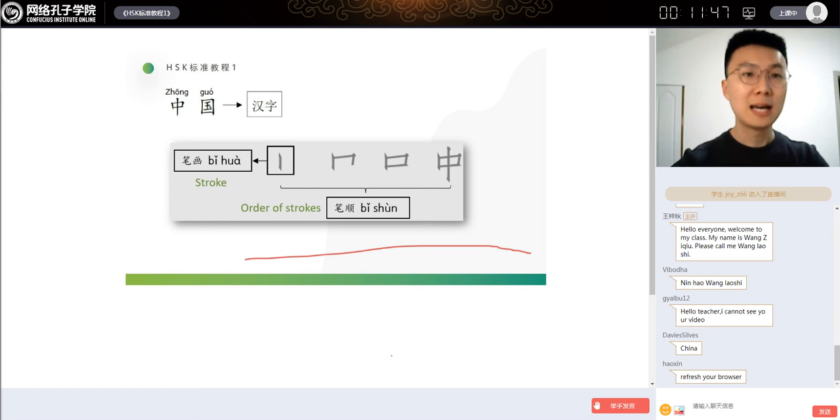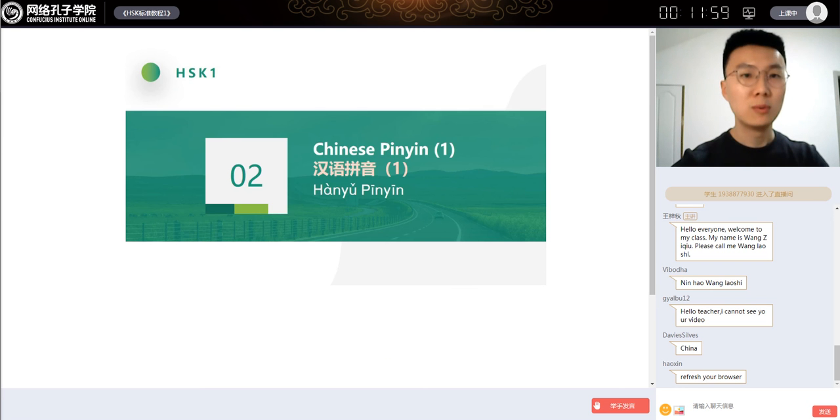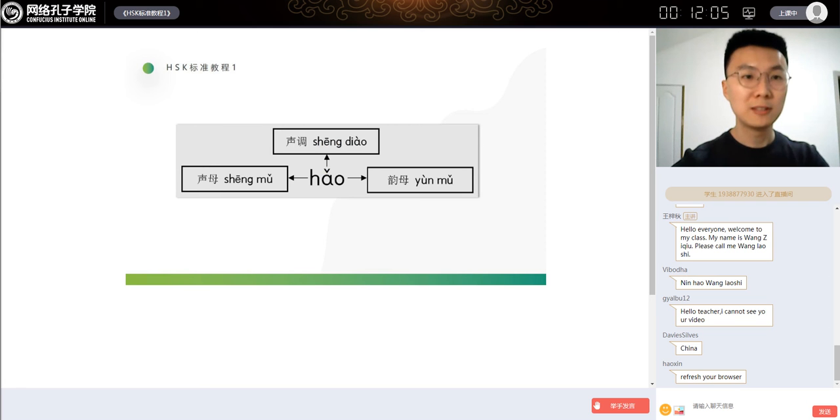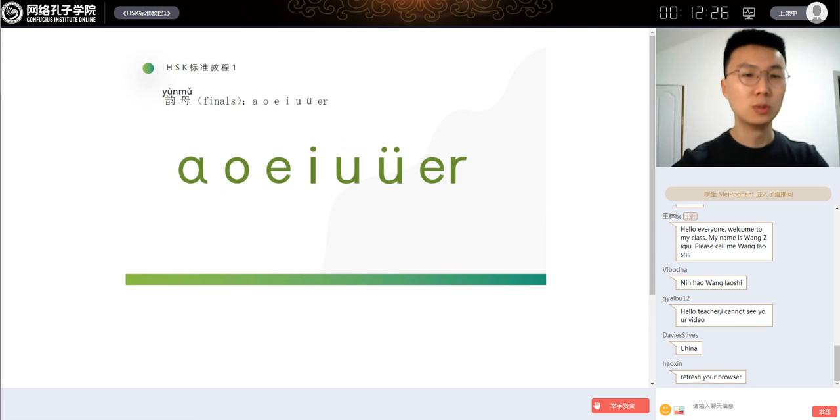Okay, now I briefly introduced Chinese characters and pinyin. They are the basis for learning Chinese vocabulary. Now we will start with pinyin. Do you remember this? Pinyin consists of three parts. They are 声母 initial, 韵母 final, and 声调 the tone. We will start from 韵母, and all these are basic finals.